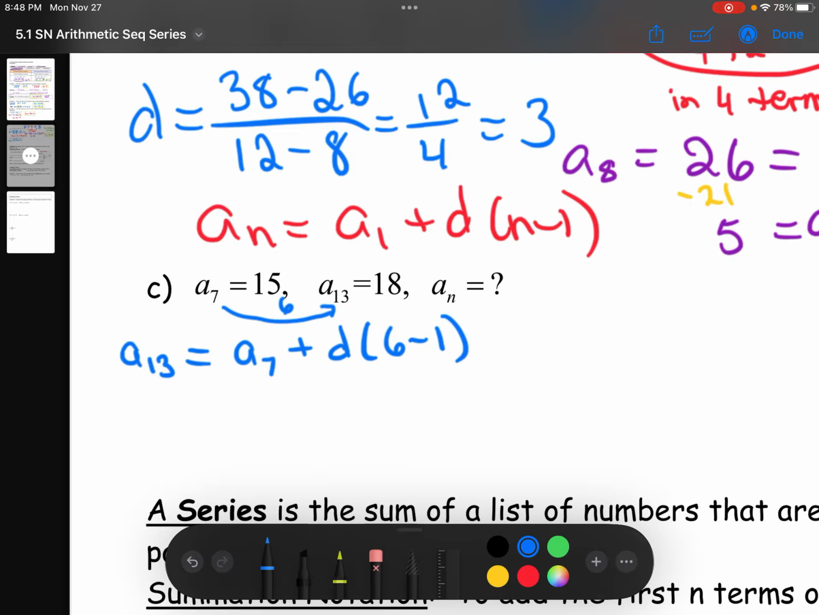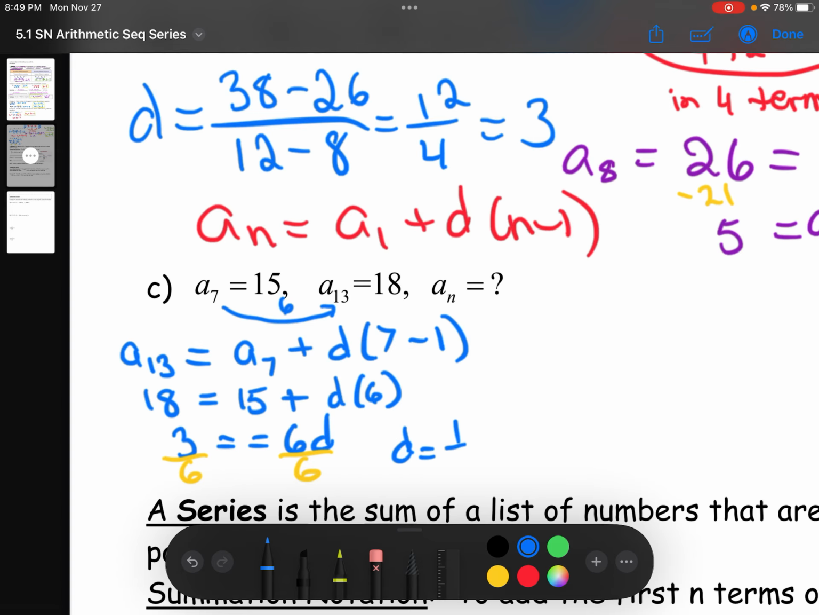So, a13 is 18, equal to 15 plus d that we're looking to find times, I did that wrong, that's a 7, not a 6. That's a 7. Times 6 now, that's where the 6 came from. So subtract 15, and 3 is 6 times d. Then divide by 6, and that d is 1/2.